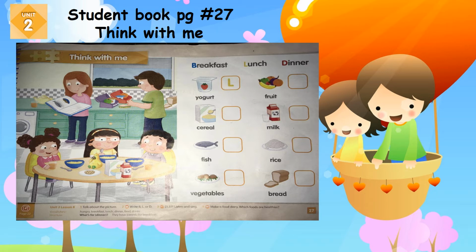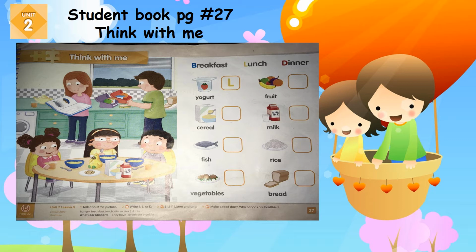I'm so hungry, what's for breakfast? Do you want some cereal? Yes, please. What about some milk? Yes, please. And some yogurt and some fruit. Oh, yes. Yes, please.